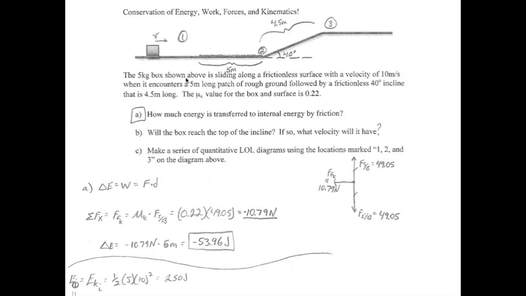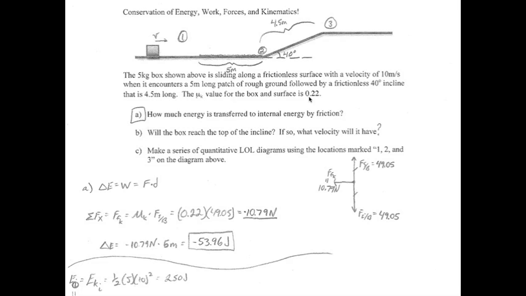The 5 kilogram box shown is sliding along a frictionless surface with a velocity of 10 meters per second when it encounters a 5-meter long patch of rough ground followed by a frictionless 40-degree incline that is 4.5 meters long. The mu sub k value for the box and surface is 0.22.